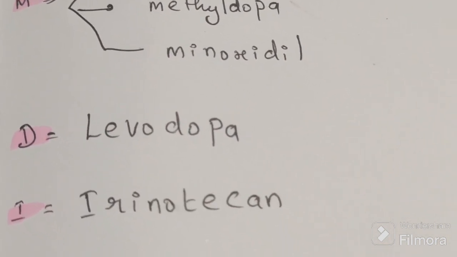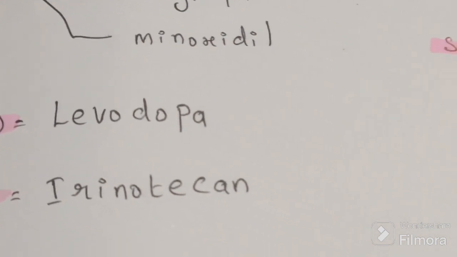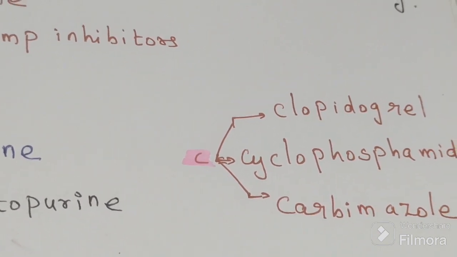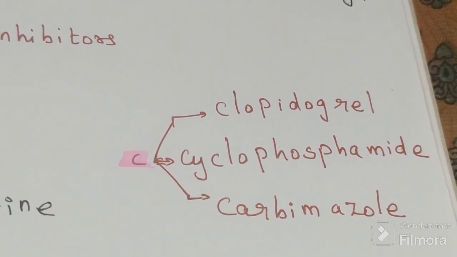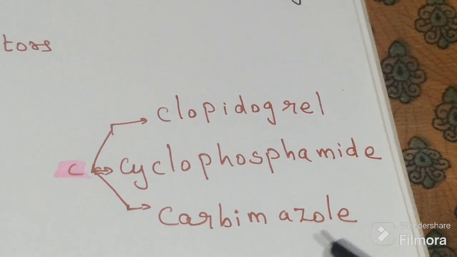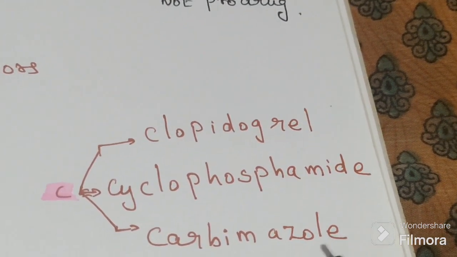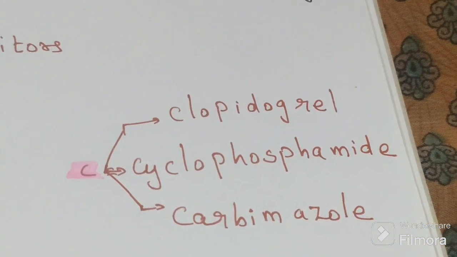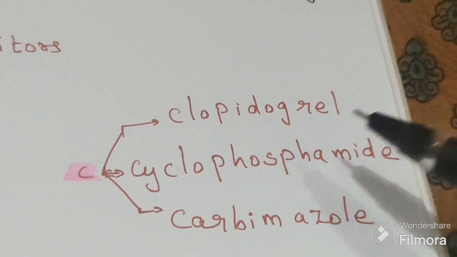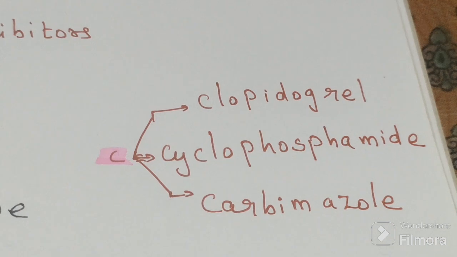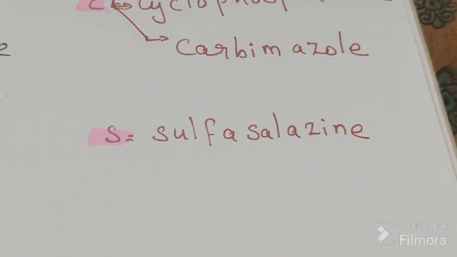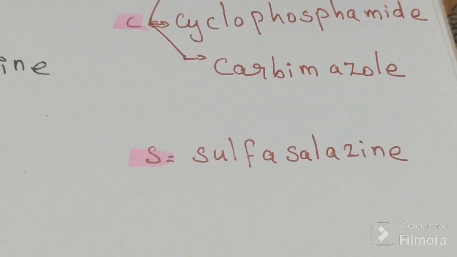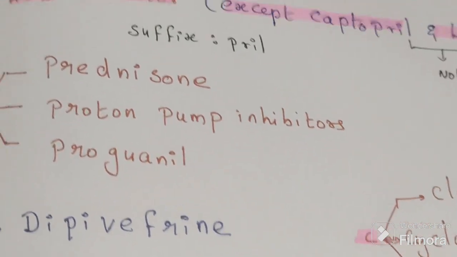Then I is for irinotecan. Next, C stands for cyclophosphamide, then clopidogrel, and carbimazole. Then S stands for sulfasalazine. All these drugs are prodrugs.